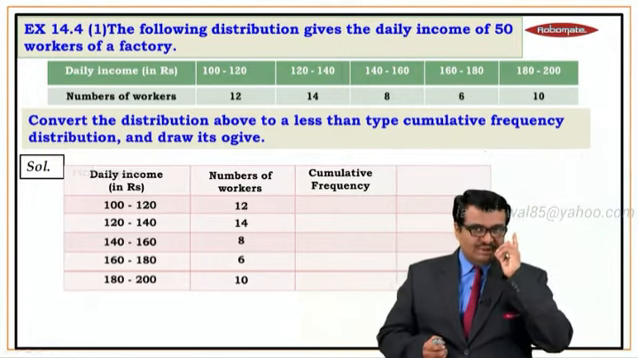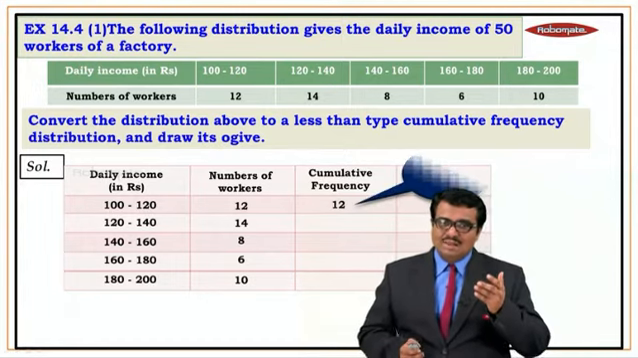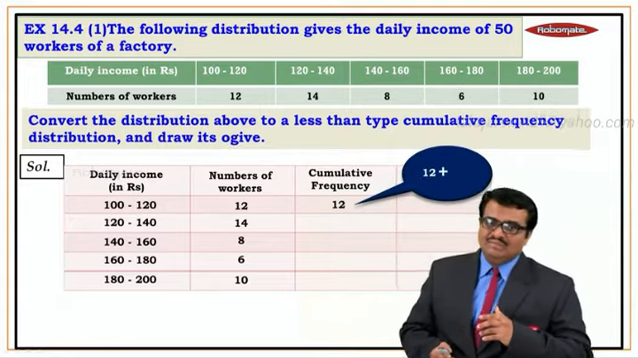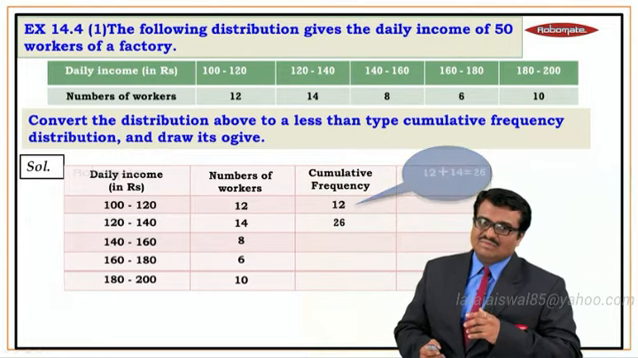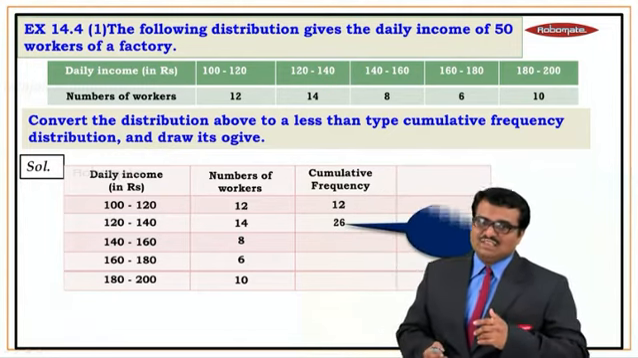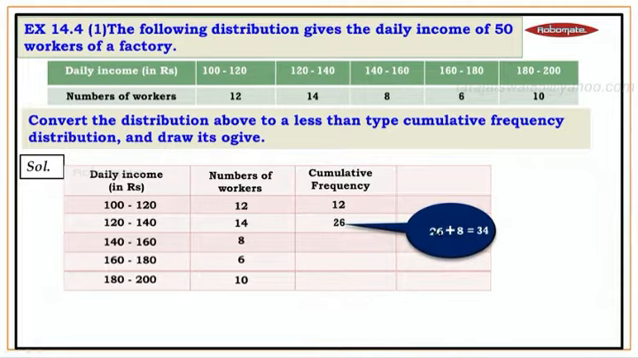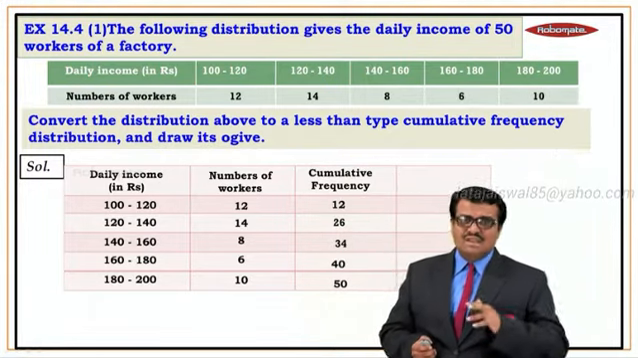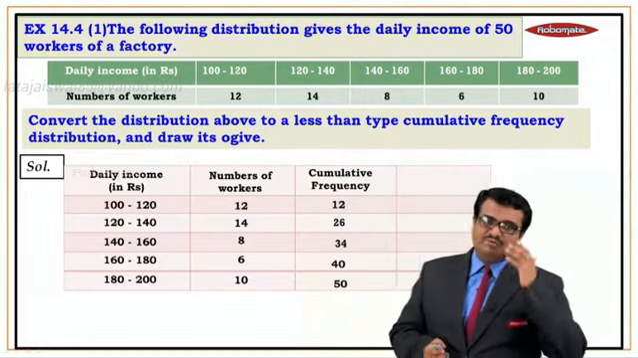The first class frequency is 12, so the cumulative frequency is also 12. Then we add this 12 to the next. So 12 plus 14 gives you 26. Now this 26 is added to the next one. 26 plus 8 gives you 34. This 34 is added to the next. 34 plus 6 gives you 40, and 40 plus 10 gives you 50. So this is how we find all the cumulative frequencies.